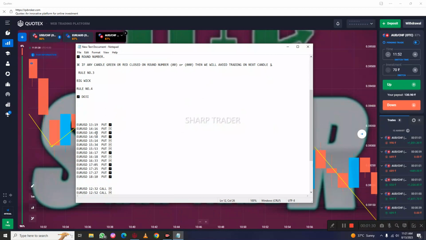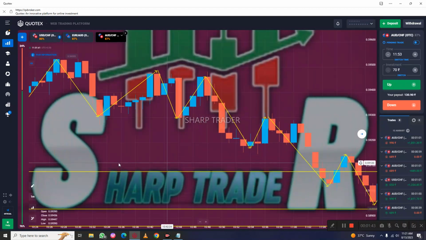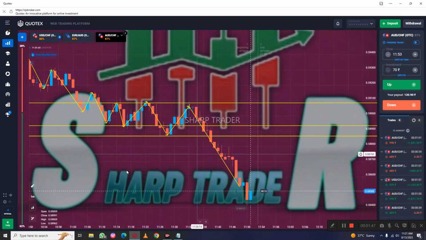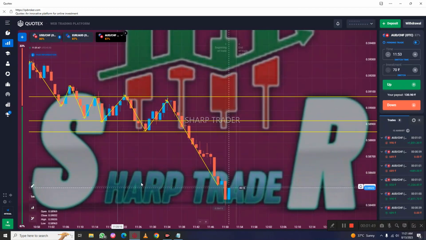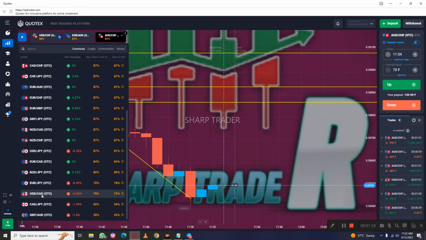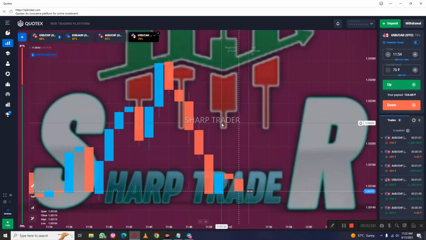As here, this signal was skipped, Euro USD 12:15, 14 put was skipped, so we have to wait for the next signal on the list. Rules are applied on every signal. So let me show you this rule on any other currency. Let's move towards the USD CAD.